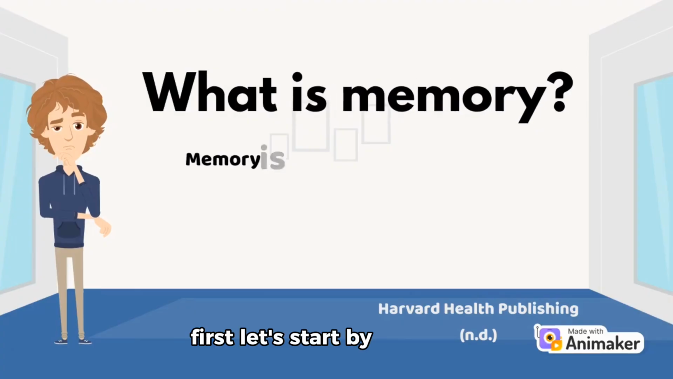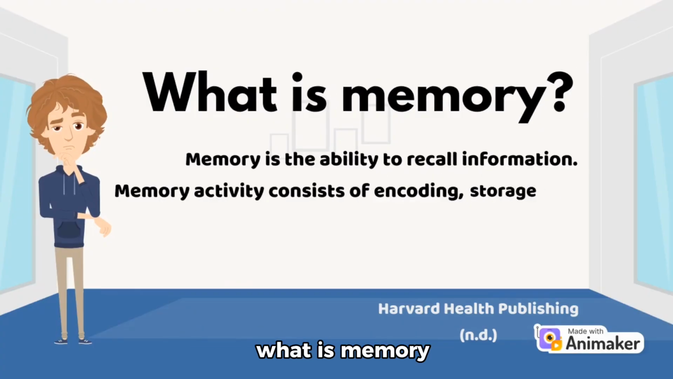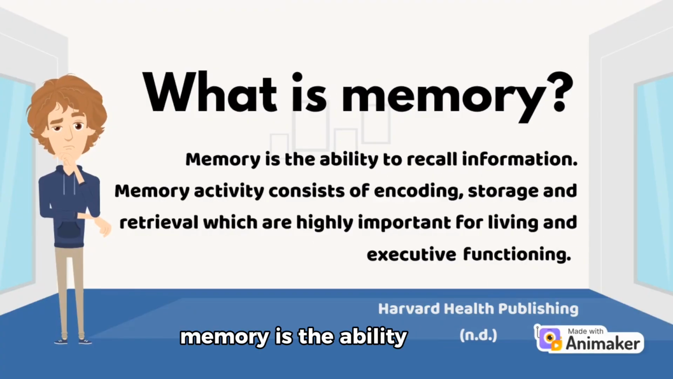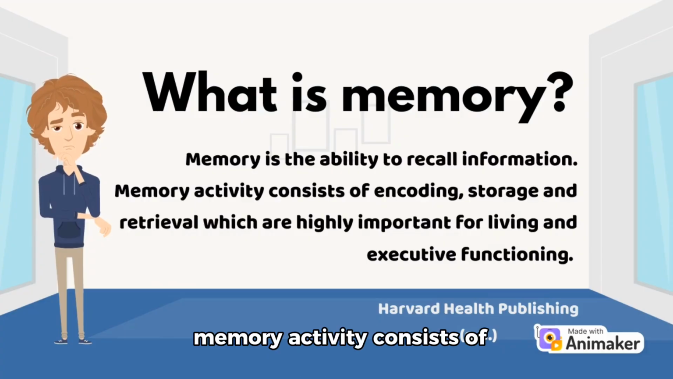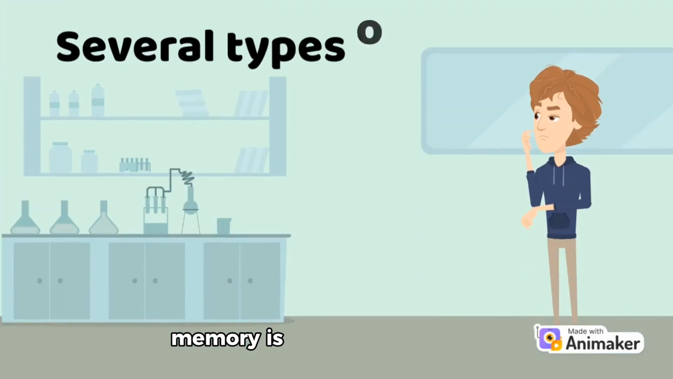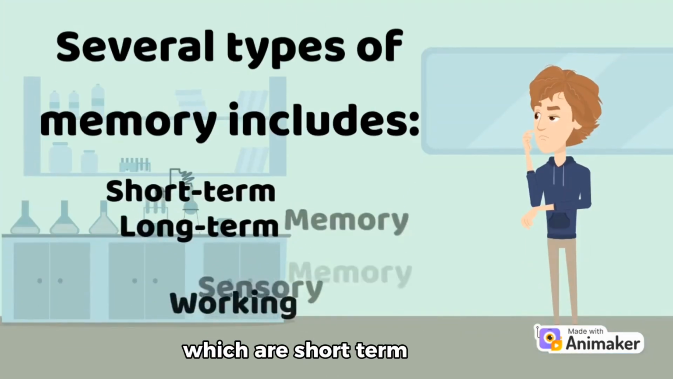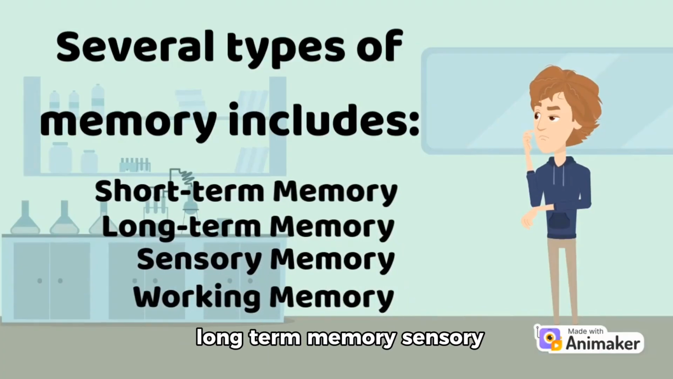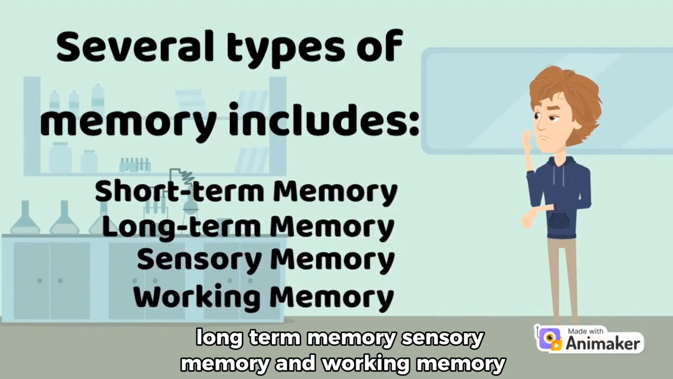First, let's start by asking the question, what is memory? Memory is the ability to recall information. Memory activity consists of encoding, storage and retrieval, which are highly important for living and executive functioning. Memory is grouped into several types, which are short-term memory, long-term memory, sensory memory, and working memory.